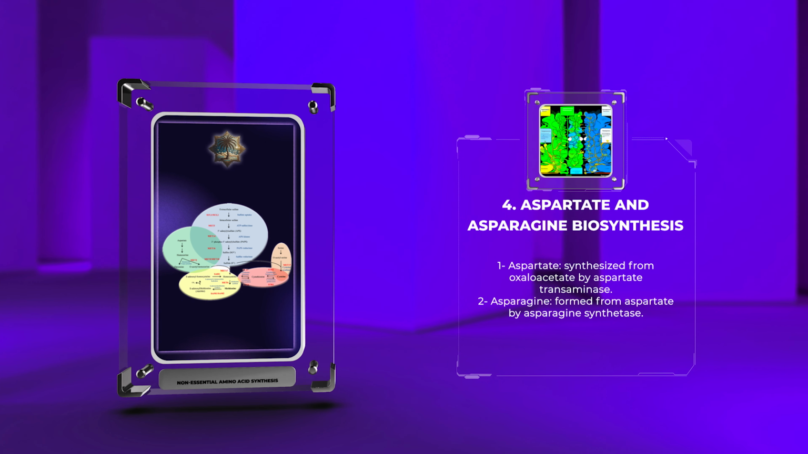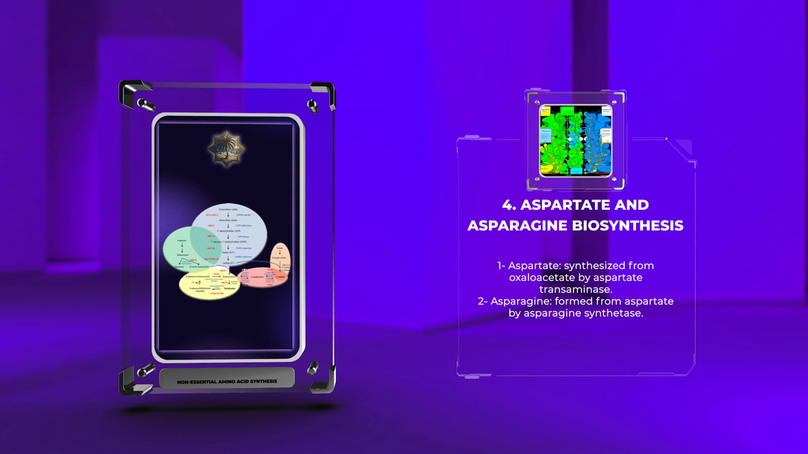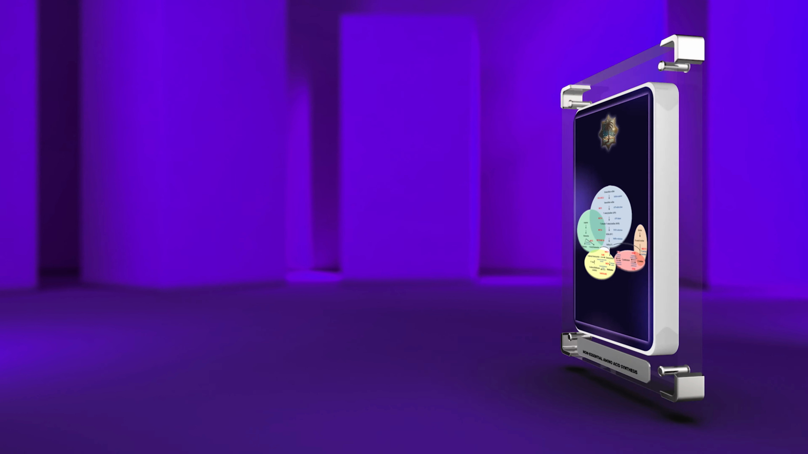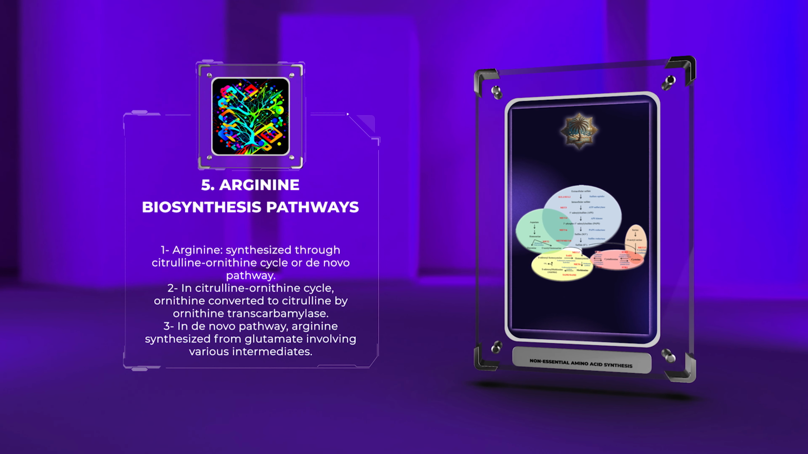On the other hand, asparagine is formed from aspartate by the enzyme asparagine synthetase. This reaction involves the transfer of an ammonia group from glutamine to aspartate, resulting in the formation of asparagine and glutamate. Arginine can be synthesized through two different pathways, namely the citrulline-ornithine cycle and the de novo pathway.